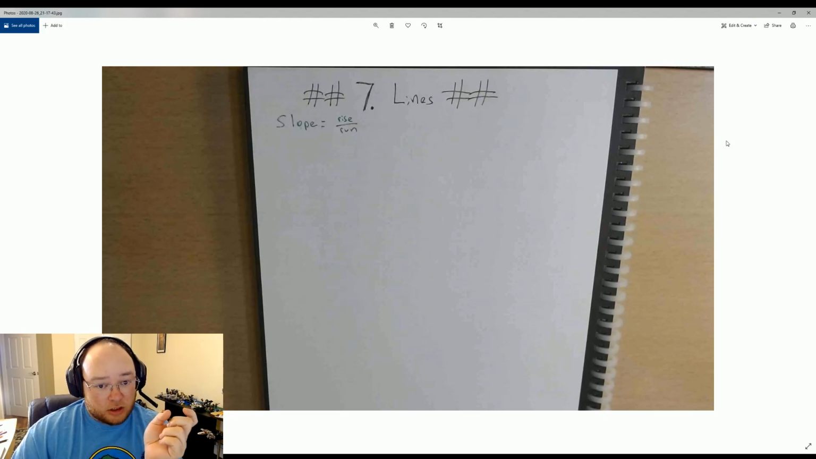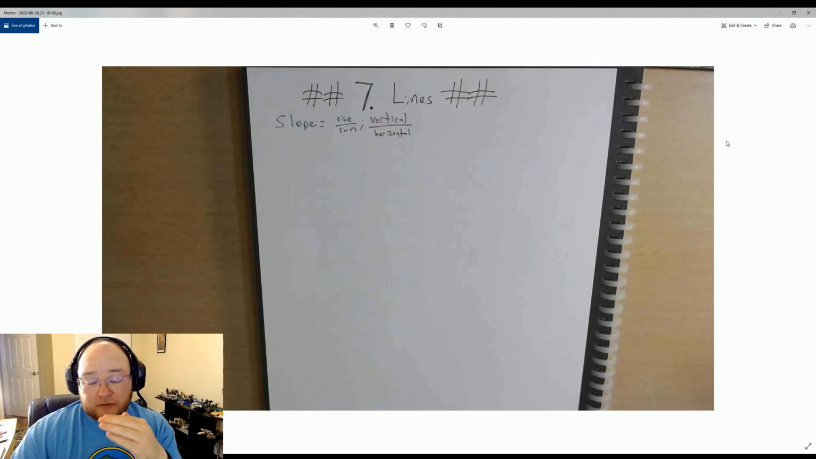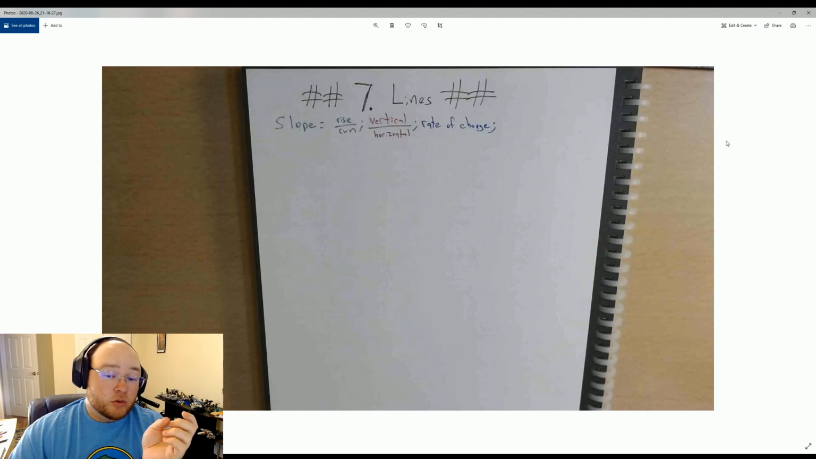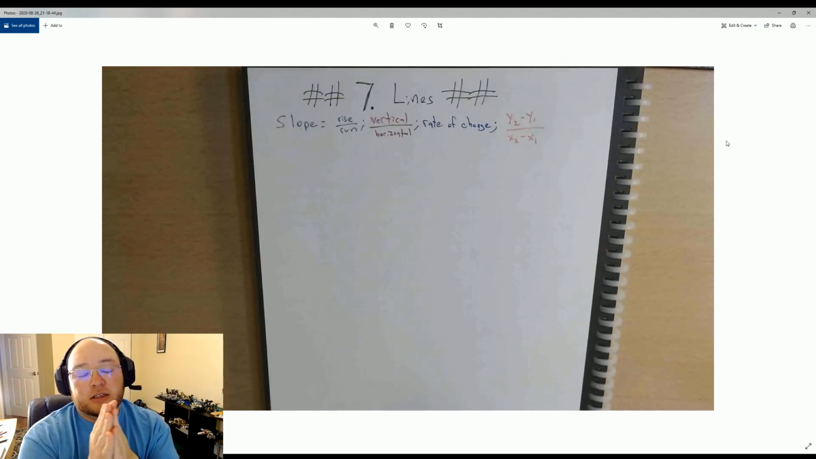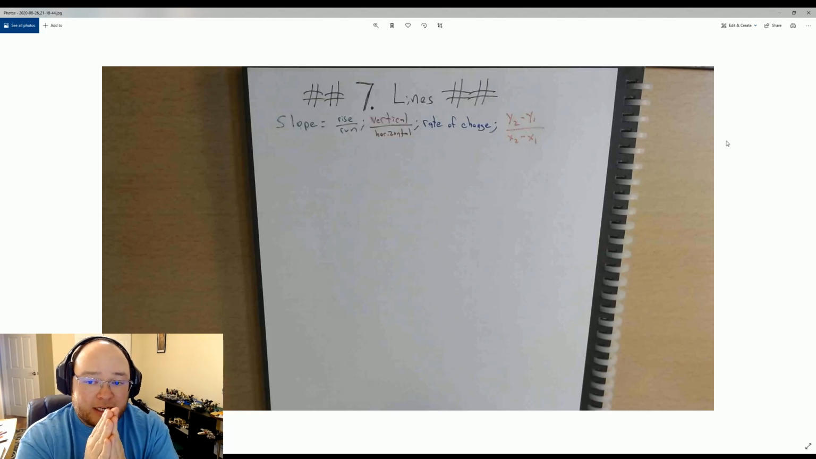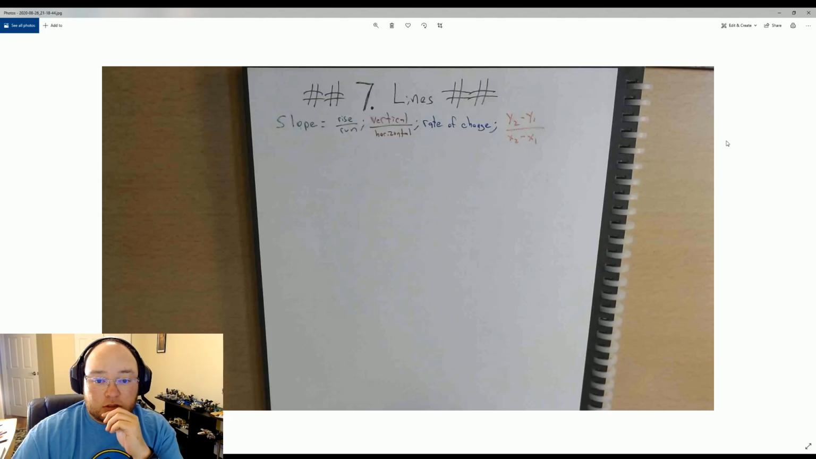Remember, slope is equal to rise over run, also known as the vertical over the horizontal. You won't really need this until a later chapter, but it's also what's called the rate of change. Lastly, slope is given by the formula y2 minus y1 over x2 minus x1.